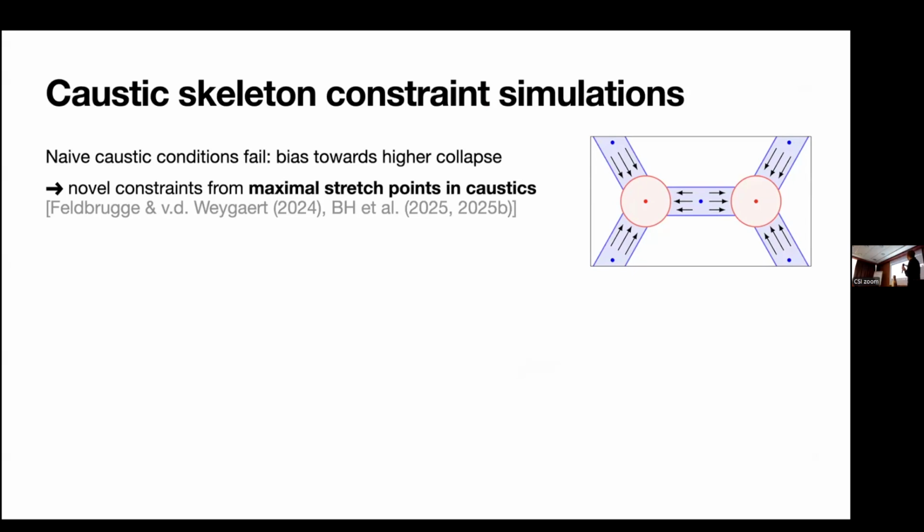The reason is that if you want to simulate a filament, say, and you take a generic point on the filament from the filament caustic condition, then this point is biased towards the clusters which absorb the matter. So what we really need is the maximum stretch point within that filament. Or if we want to simulate cosmic walls, the maximal stretch point within the walls. I'm not showing any mathematics here, but these maximum stretch points are the big conceptual new thing of our forthcoming papers, and they form the cornerstone of our constraint simulations.